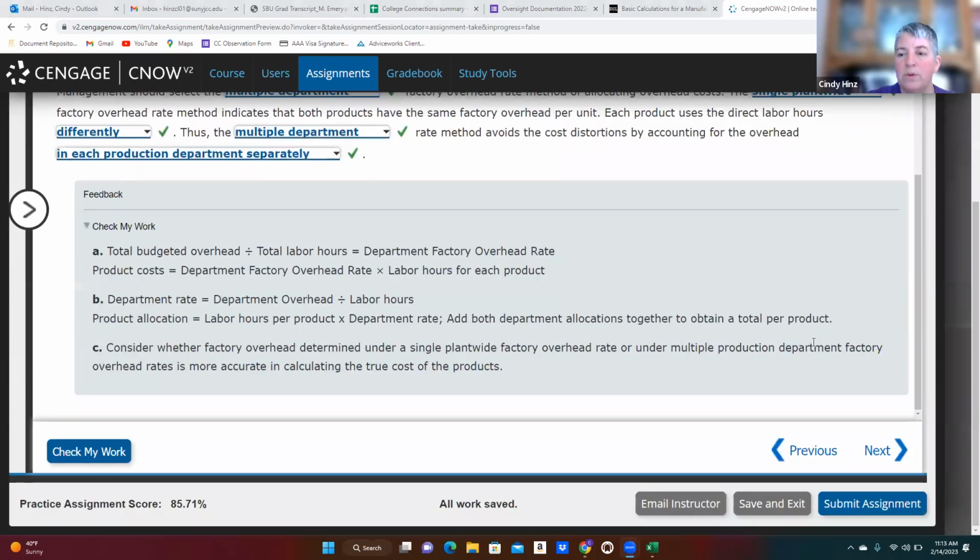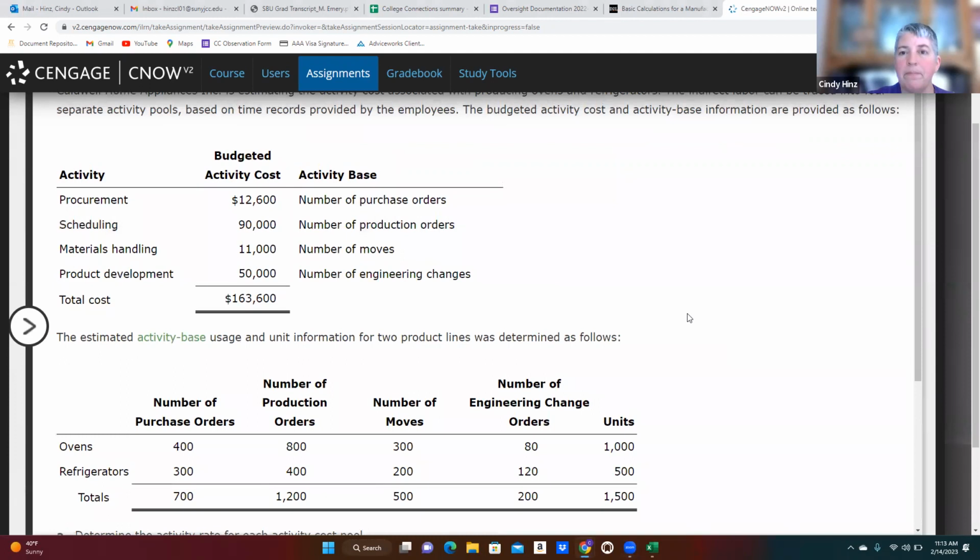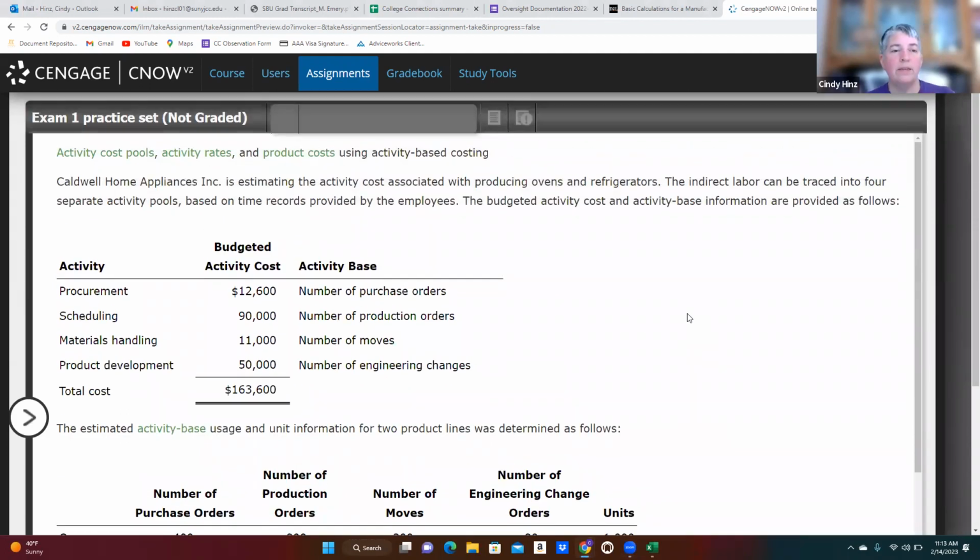Okay, we'll go on to our final exercise. Activity cost pools, activity rates, and product costs using activity-based costing. Caldwell Home Appliances Incorporated is estimating the activity cost associated with producing ovens and refrigerators. The indirect labor can be traced into 4 separate activity pools based on time records provided by the employees. The budgeted activity cost and activity-based information are provided as follows.